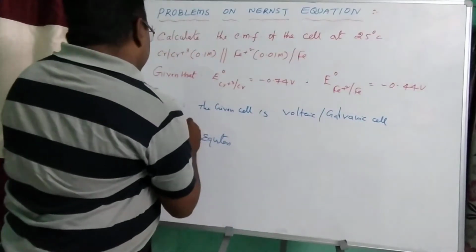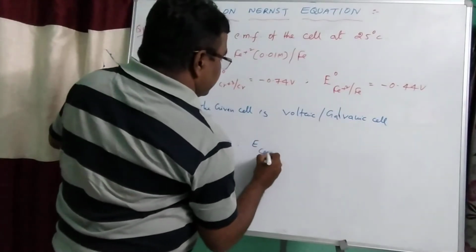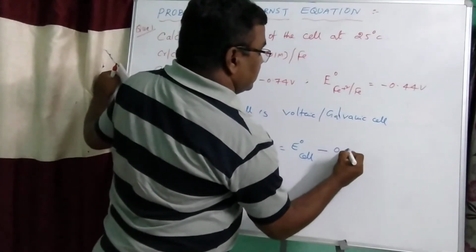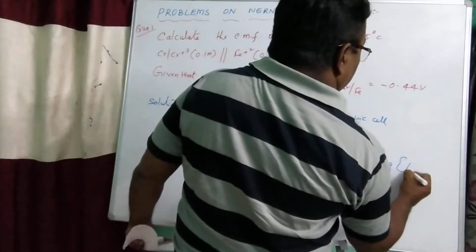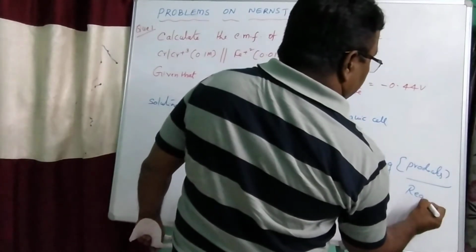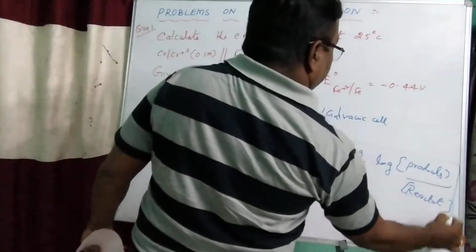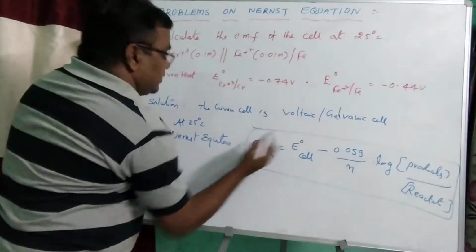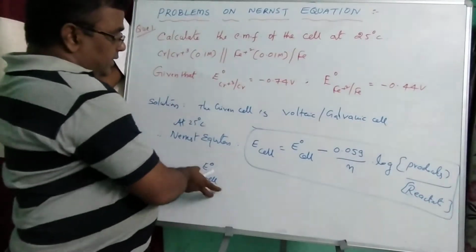At room temperature, at 25 degrees centigrade, the Nernst equation is E cell equals E0 cell minus 0.059 by n log products concentration by reactants concentration. In this formula we use this Nernst equation. Here we have to find E0 cell, that is the standard cell potential. Generally E0 cell is positive.